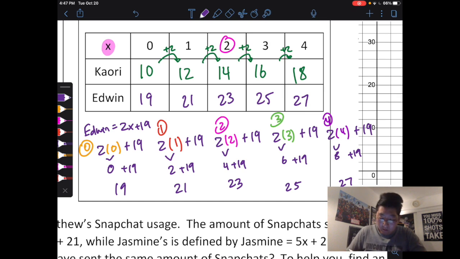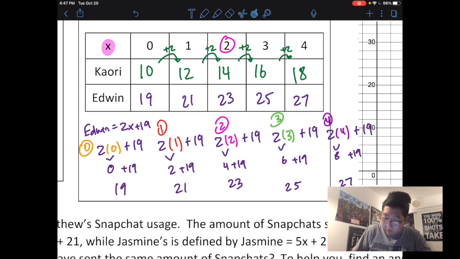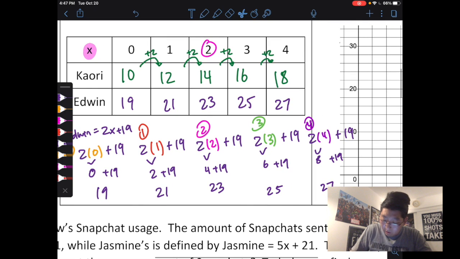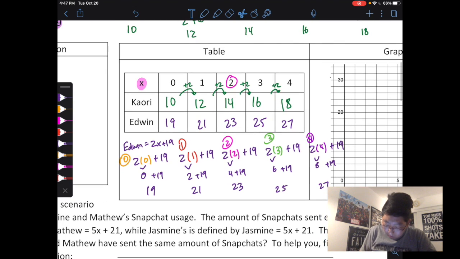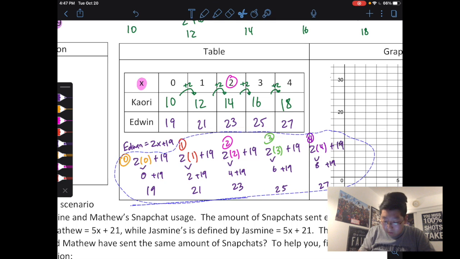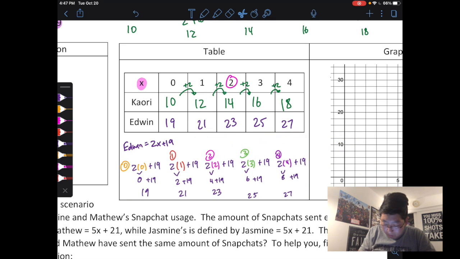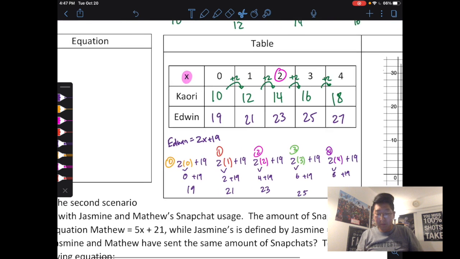So now we know that Edwin, I'm just going to make this all smaller. Taking my scissors, taking my fingers, I'm going to just squeeze them up a little bit. That way it fits. All right.